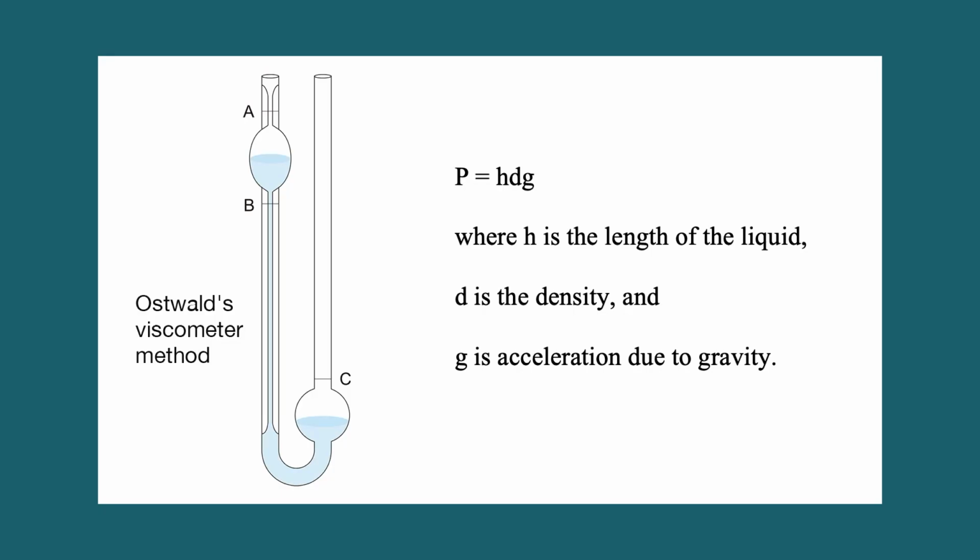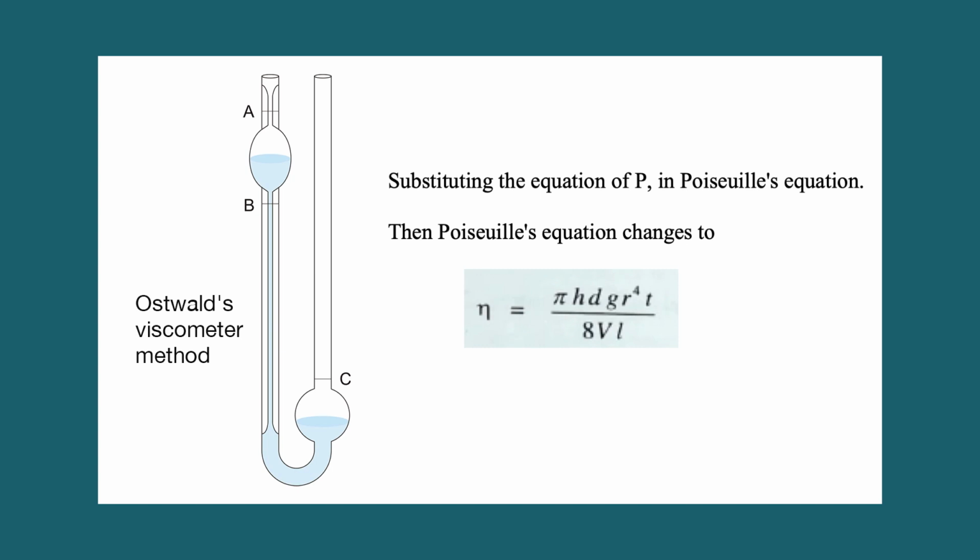In such an experiment, the driving pressure P is equal to h into d into g. Here h is the length of the tube, d is the density and g is the acceleration due to gravity. Substituting the equation of P in Poiseuille's equation, then Poiseuille's equation changes to eta equal to pi h d g r raised to 4 into t divided by 8VL.